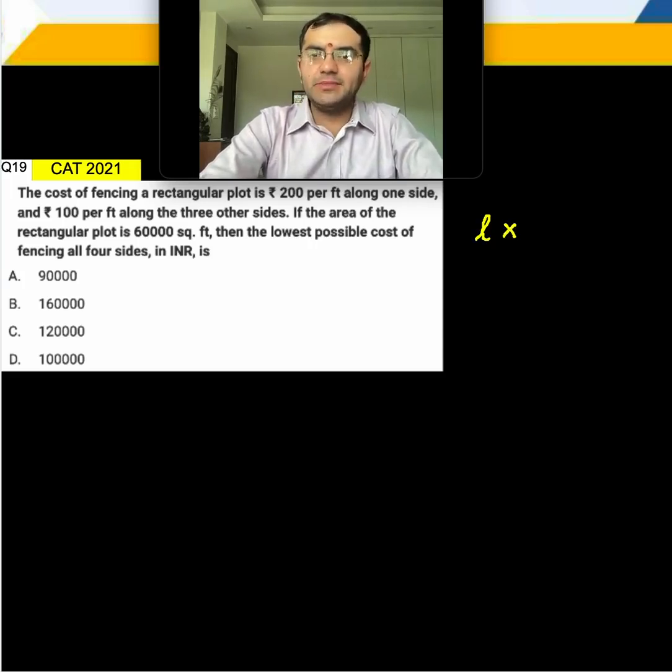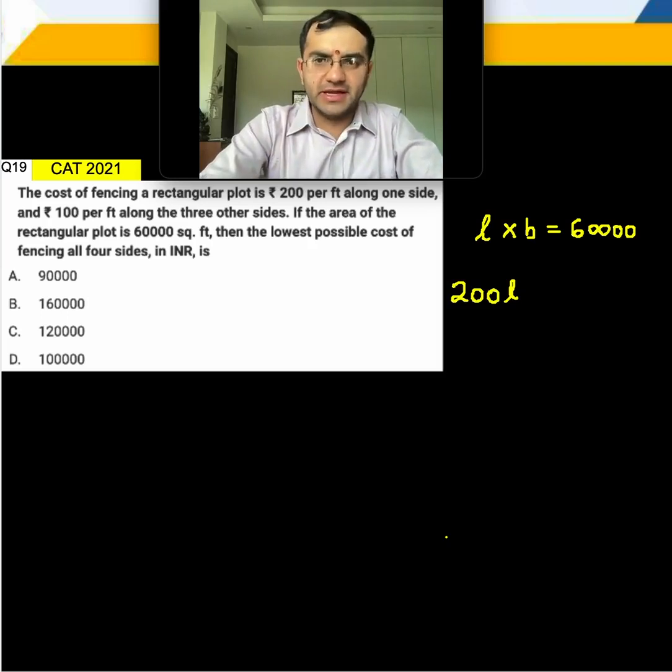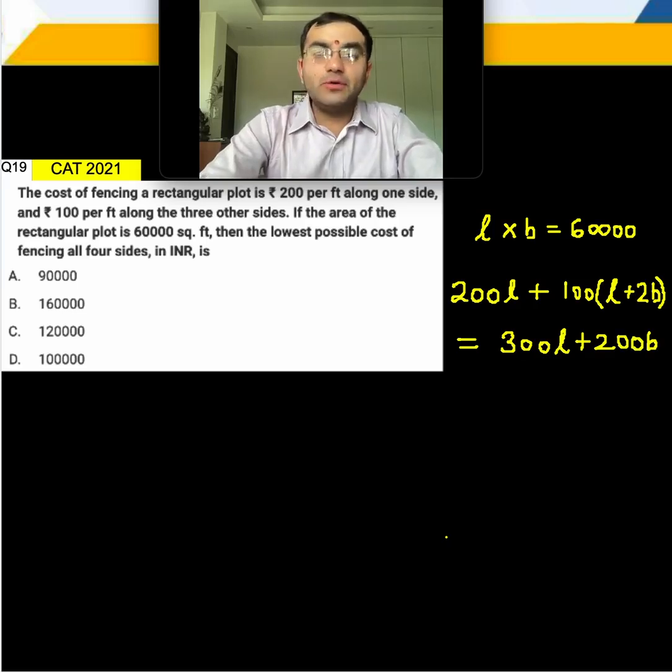Let length be L, breadth be B. L into B is 60,000. Now, take one side L, which is 200 rupees per side, 200 L, and apart from L, what is left? You have one more L and 2B left, right? L, B, B is left for the rectangle. Give 100 rupees each for L plus B plus B. This is the cost of fencing the whole thing, and this turns out to be 300 L plus 200 B, and you have to minimize this.